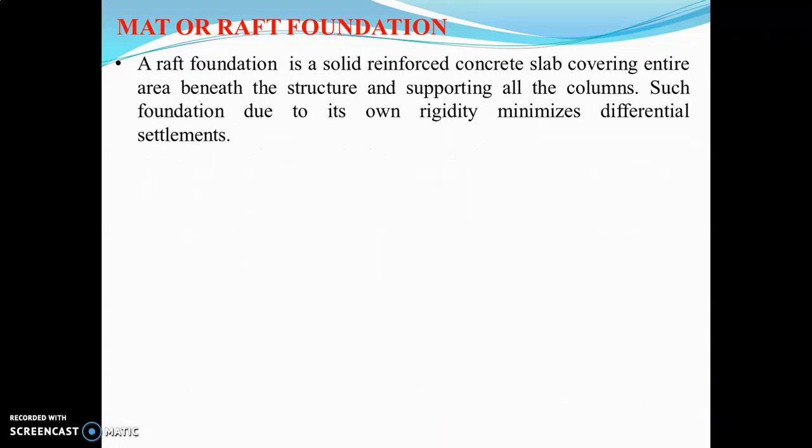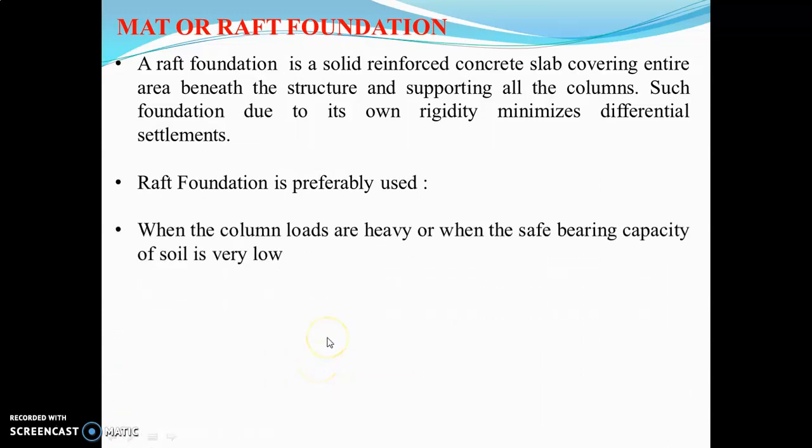So next type is mat or raft foundation. A raft foundation is a solid reinforced concrete slab covering entire area beneath the structure and supporting all the columns. Such foundation, due to its own rigidity, minimizes differential settlements. Raft foundation is preferably used when the column loads are heavy or when the safe bearing capacity of soil is very low.